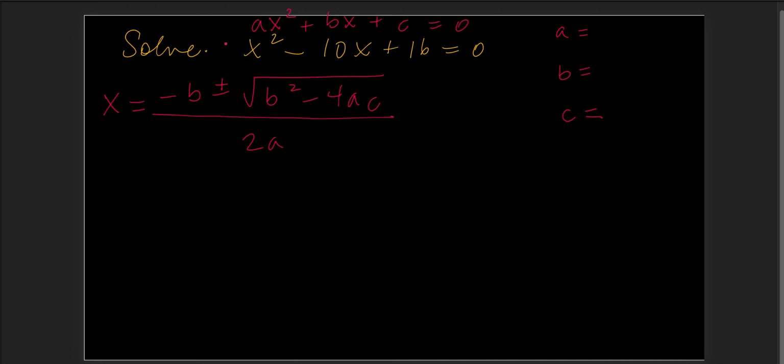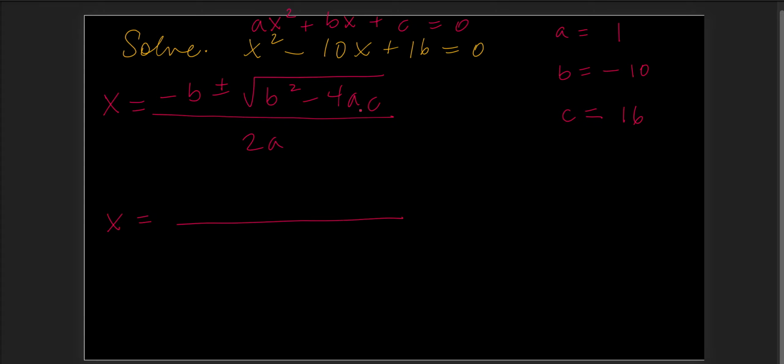The a is the coefficient of x. There's nothing here. It's really a 1. So a is 1. Here, b, if you can see that, is negative 10, the number in front of x. C is just the number that's right here, but you do take the signs with these. So c is positive 16. Now that's what we're going to plug in here.